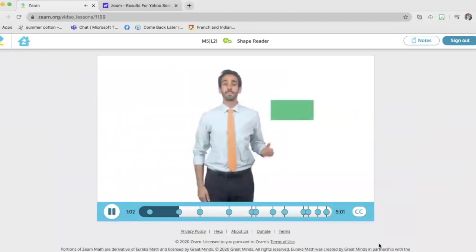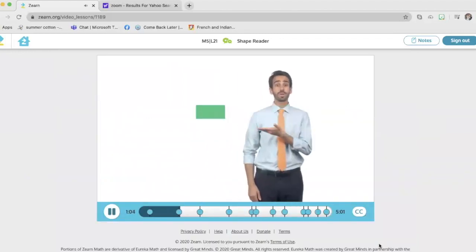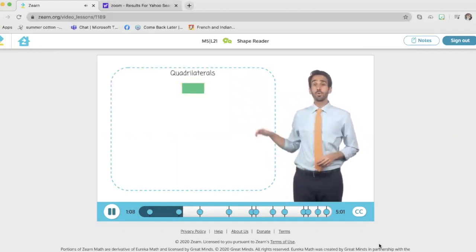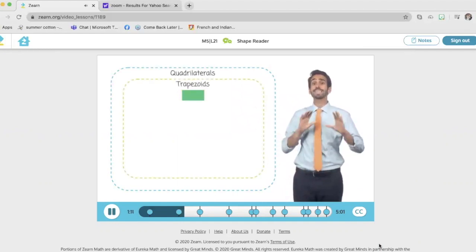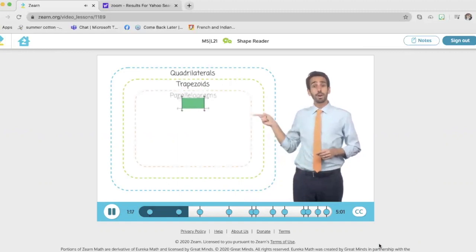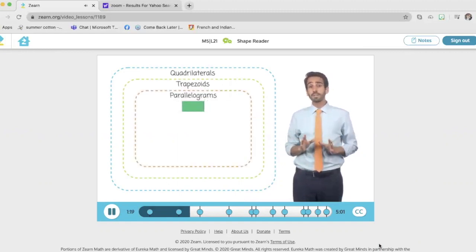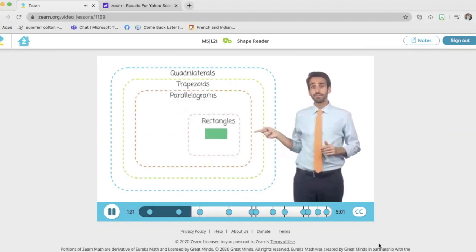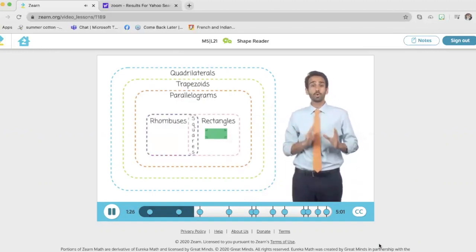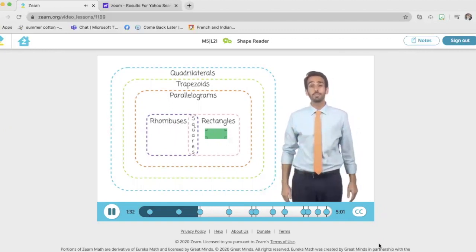and move on. This shape is a quadrilateral because it has 4 straight sides. It's also a trapezoid because it has at least 1 pair of parallel sides. This shape has 2 pairs of parallel sides, so it's a parallelogram. And finally, this shape is a rectangle because it has 4 right angles. It is not a square or rhombus because it does not have 4 equal sides. What is the most specific name for this shape?